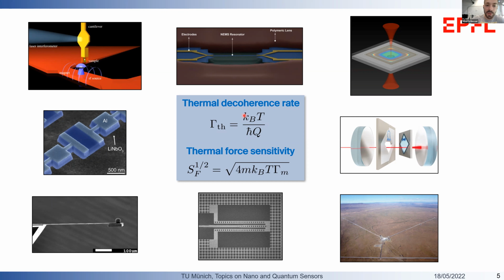And it appears, for example, in the thermal decoherence rate, which is a very important figure of merit for cavity optomechanics experiments, and in the thermal force sensitivity as set by the fluctuation dissipation theorem. So the minimal force that can be resolved by a mechanical sensor due just to its fundamental thermodynamic fluctuations. And in both these quantities, we see either the quality factor or the damping rate or the inverse quality factor appearing. So it improves all these applications that I've mentioned.